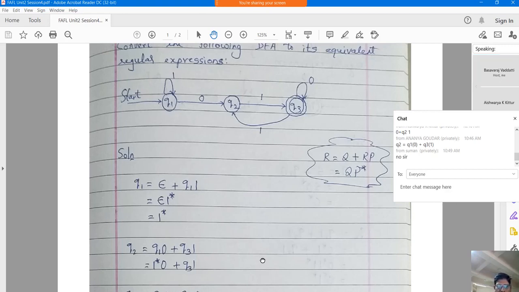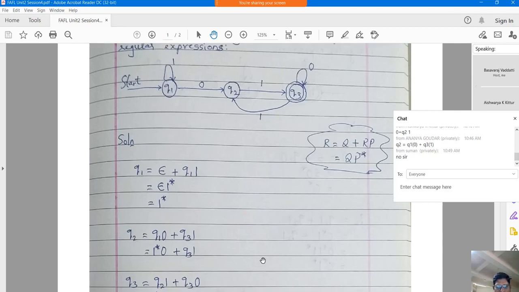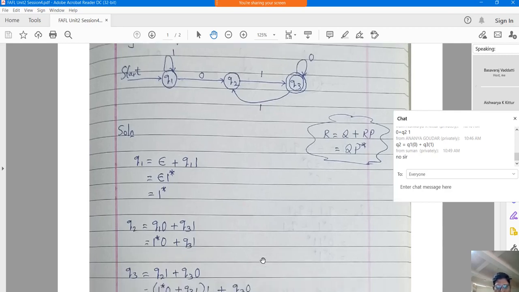Let us proceed further for Q3. Identify which are the incoming arrows to Q3. There are two incoming arrows to Q3. One is from Q2 on input symbol 1 and the other one is from Q3 itself on input symbol 0.